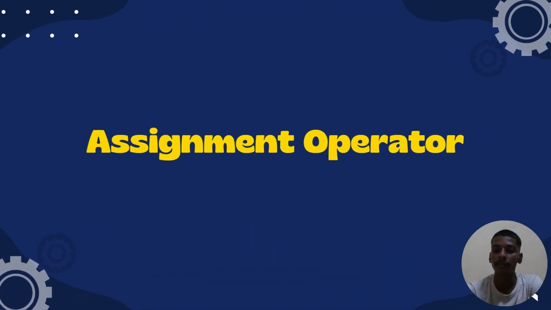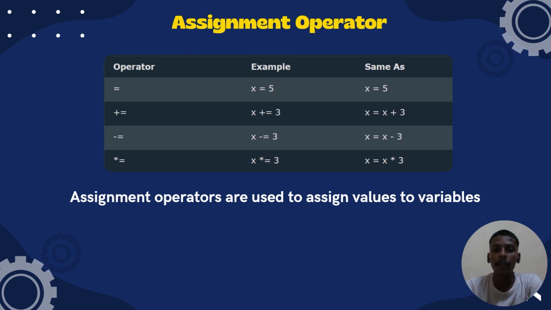Assignment operators. Assignment operators are used to assign a value to a variable. Operators are given here. Examples for assignment operators: x is equal to 5, x plus equal to 5, x minus equal to 5, and x into equal to 3.